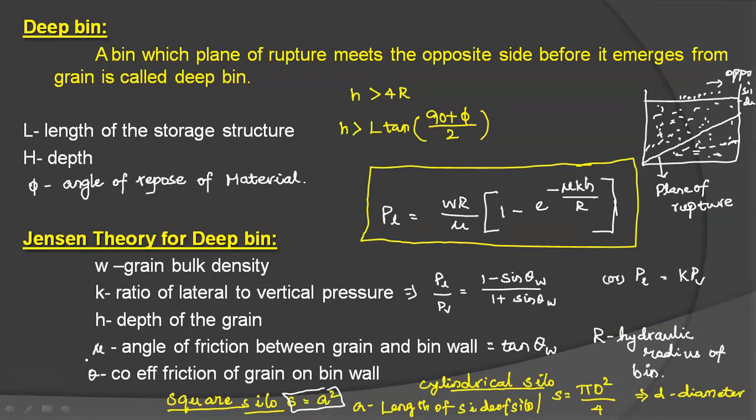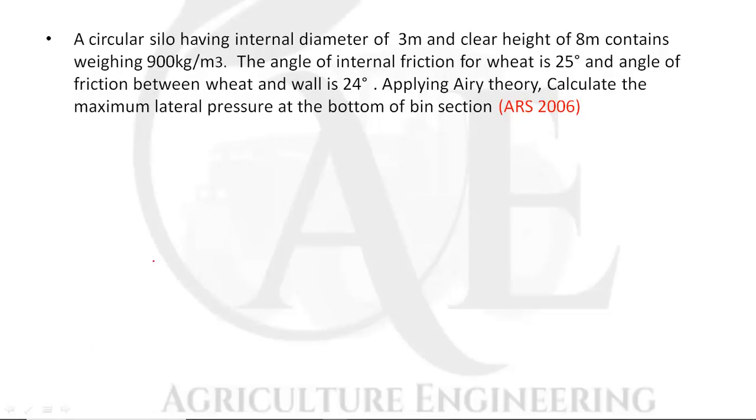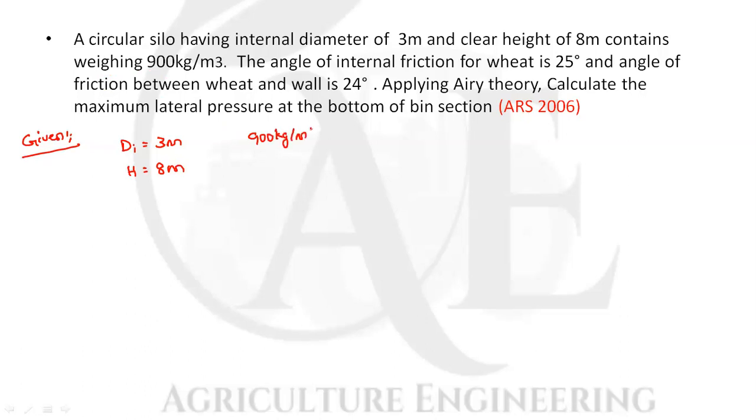Now we can solve the problems related to this, which might be helpful for you. This question was asked in ARS 2006, the Agriculture Research Scientist examination, which is very easy to follow. First, write the given data. Given data: a circular silo having an internal diameter of 3 meter, and clear height of 8 meter, containing wheat weighing 900 kg per meter cube. Bulk density they have given.